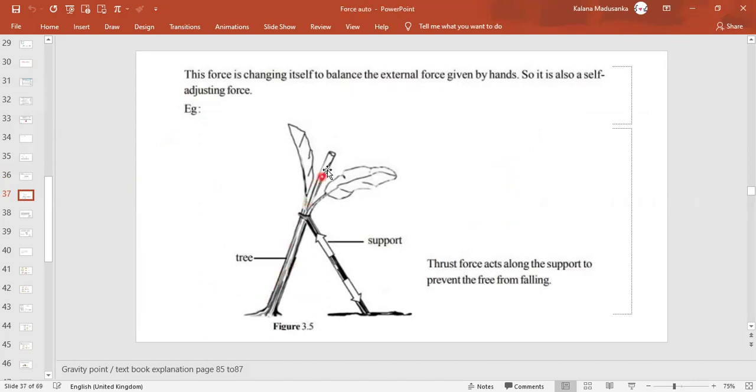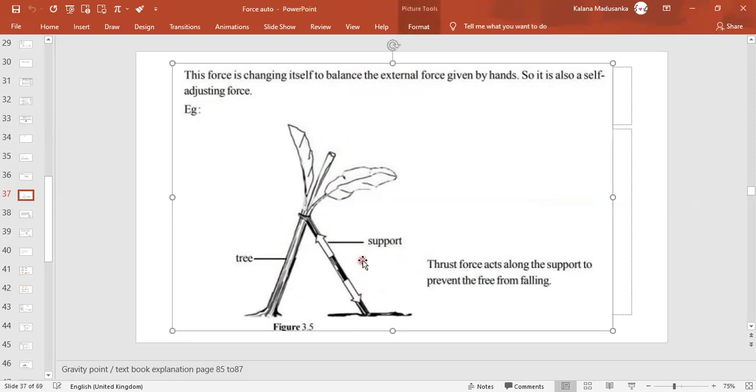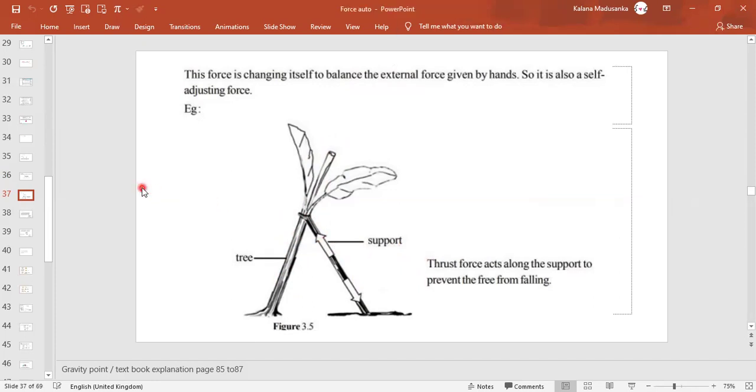And you can see this is, I think, a banana tree, right? Up to certain days you have to give it a support, to prevent it from collapsing. And when the weight of the tree increases, what happens? The force applied by the support also increases gradually, right? So this is the thrust force acting along the support to prevent the tree from falling.